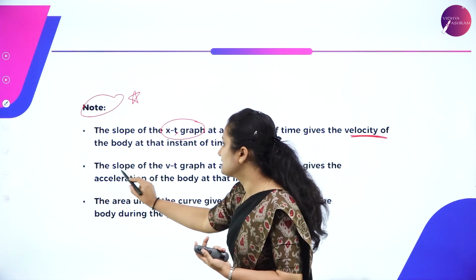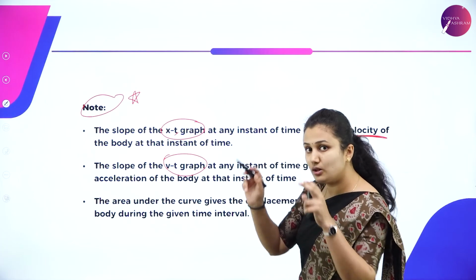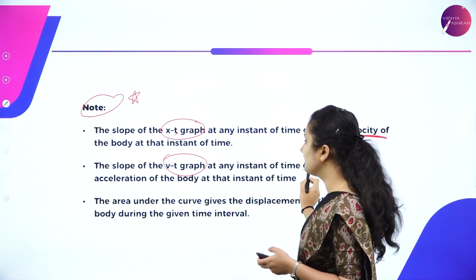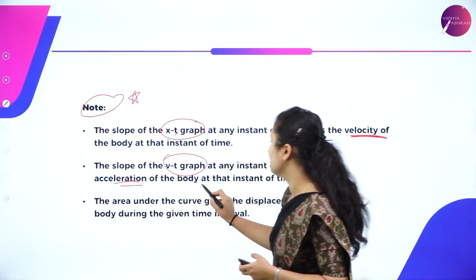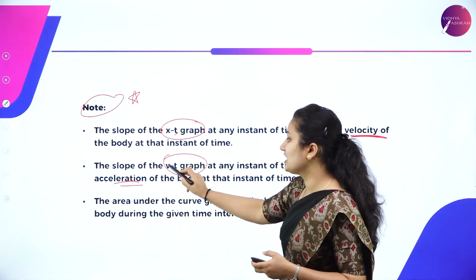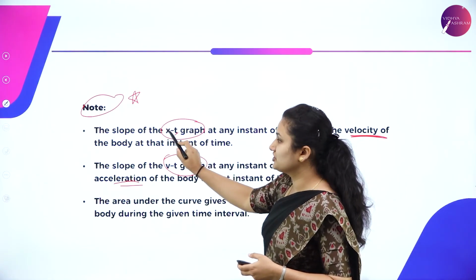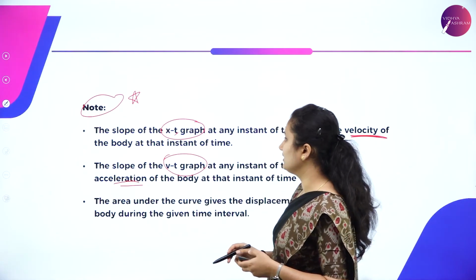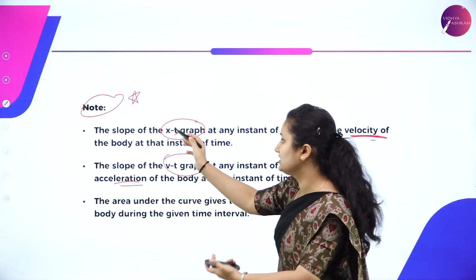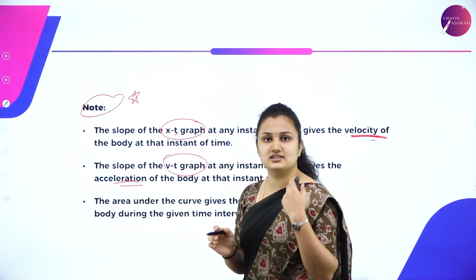Next we have the slope of the v-t graph, the velocity-time graph. The slope of the velocity-time graph at any instant of time gives you the acceleration of the body at that instant of time, because change in velocity is your acceleration, and change in position is your displacement, and displacement by time is nothing but your velocity. So the x-t graph gives you velocity, the v-t graph gives you acceleration.